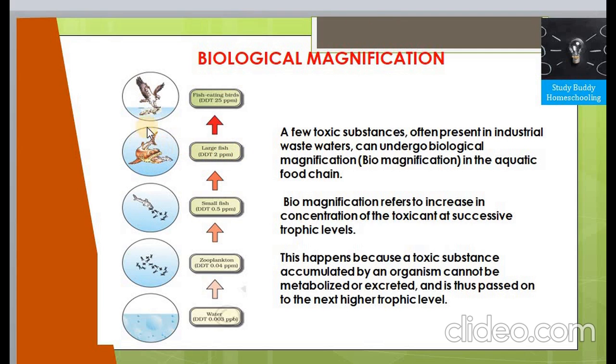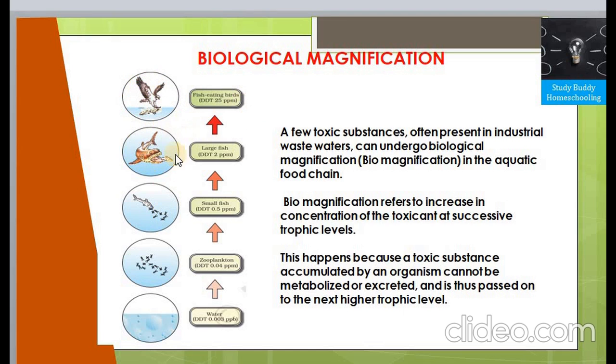At the top here you have a large bird which eats the large fish. Again, all the DDT would go into the birds. This bird could eat the large fish and small fish, and finally the DDT in the birds goes up to 25 parts per million, because this bird would eat many large fish and many small fishes, leading to the accumulation of more DDT in their bodies.